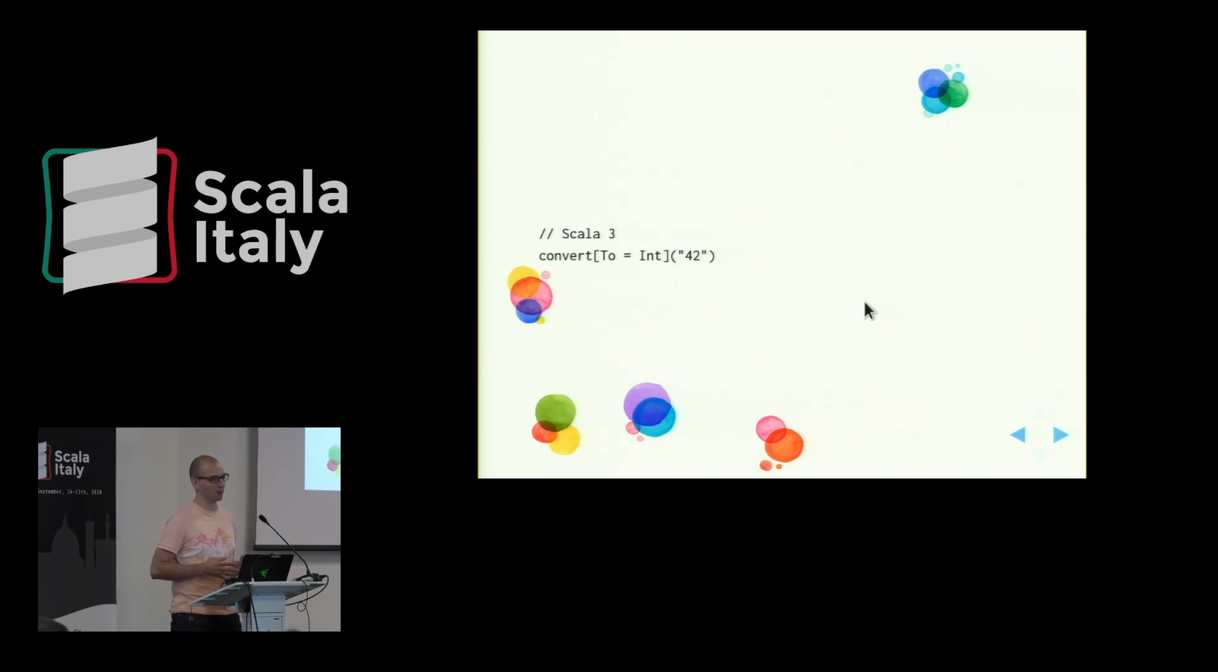Now this is more of a problem when you have many type parameters, and usually they're all inferred, and then there's one annoying one which doesn't get inferred, and you need to specify it. But in Scala 2, you specify all of them.